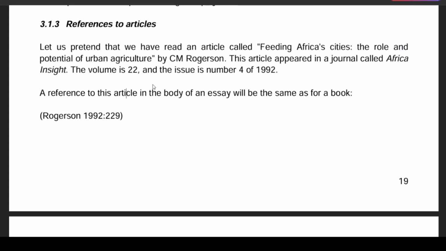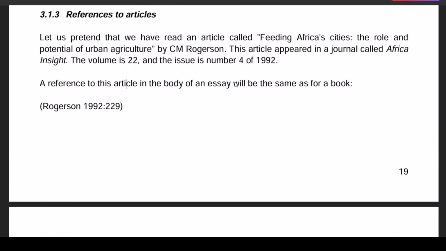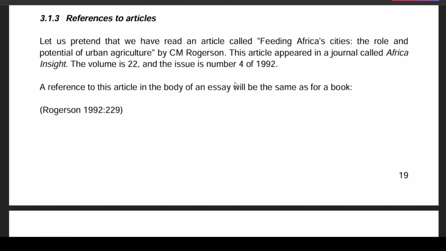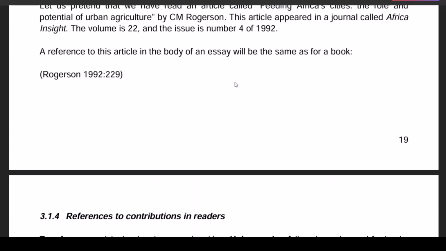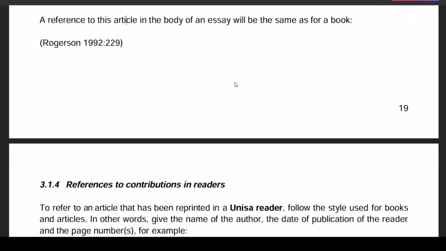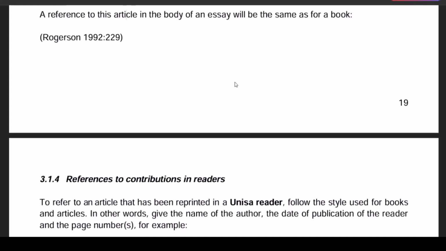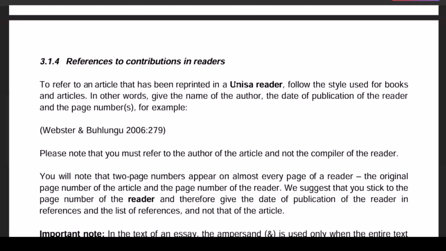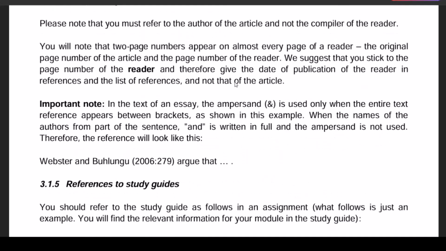let's see. So you're going to say SM Rogerson, and then you include, I want where it gives us the example of a reference list. Let's go to it so that I talk of something that you see, references to contributions in readers. Okay.